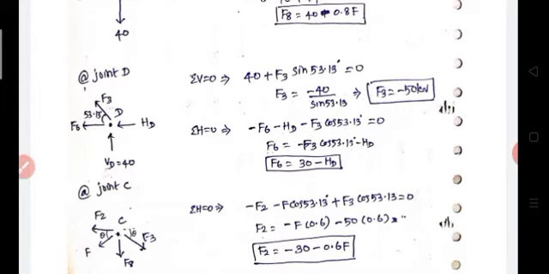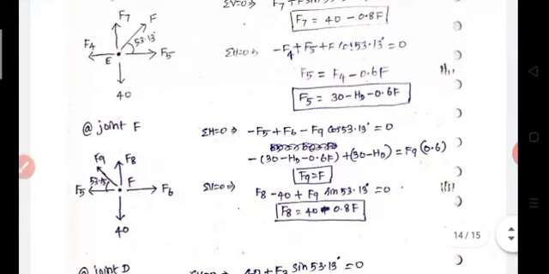So apply equilibrium equations. At the joint D, summation of V equals 0 means 40 is in the upward direction plus F3 sine 53.13 equal to 0. So finally F3 is equal to minus 50. Then apply the second equilibrium equation, summation of H equals 0. So that means minus F6, F6 is towards the left direction. Minus F6 minus HD, this is also my left side. Then F3 cos 53.13, this is also left side. So finally F6 is equal to 30 minus HD.